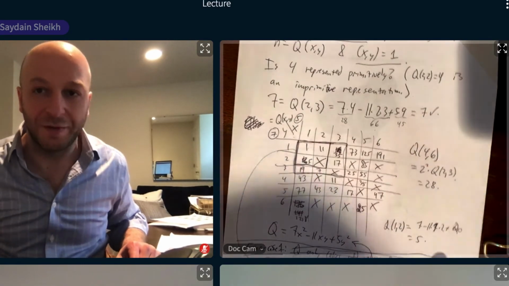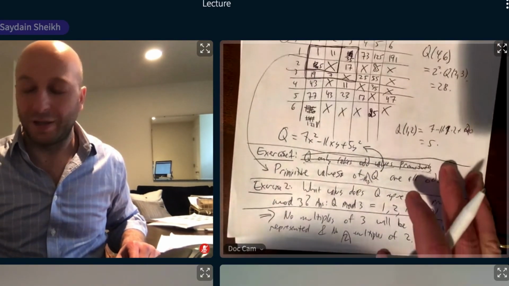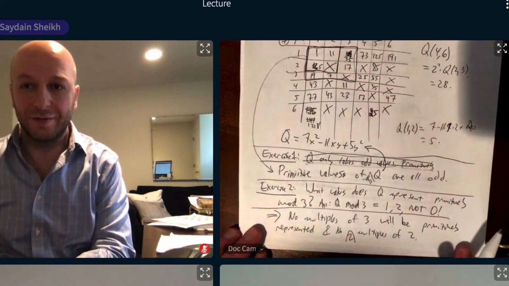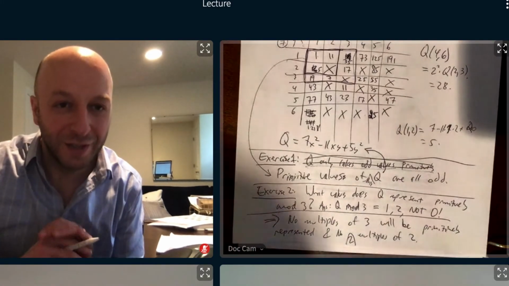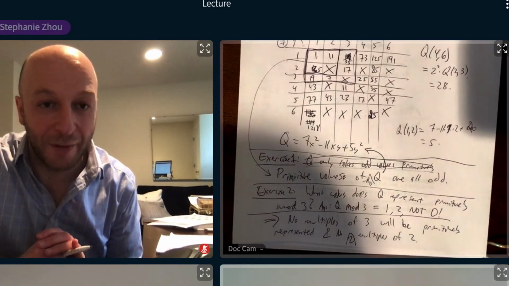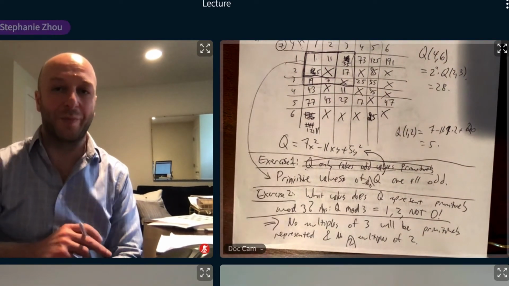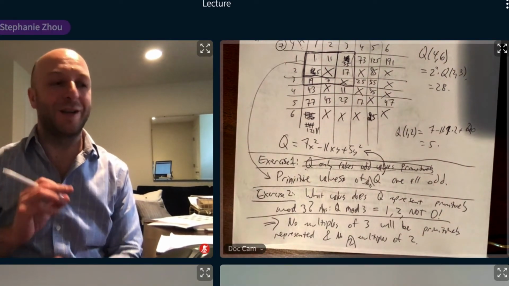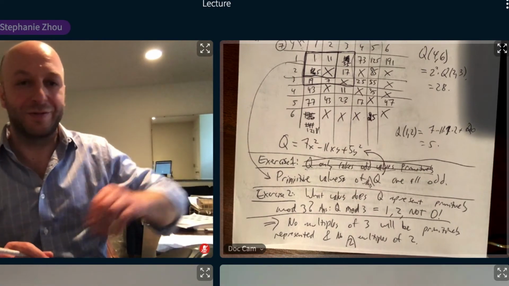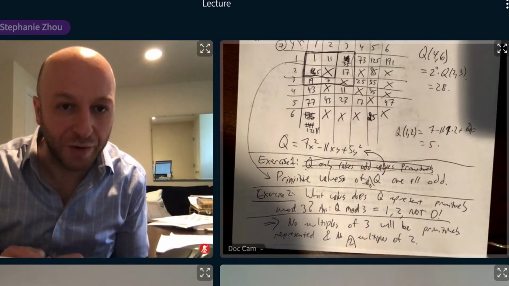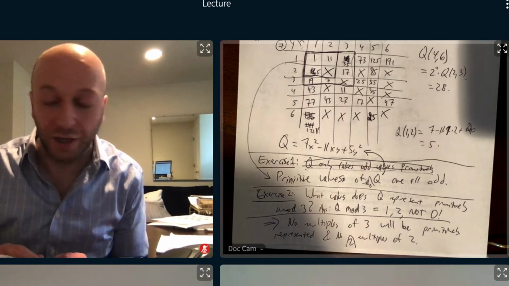Stephanie, exercise 2? Exercise 2 just tells us that the values cannot be a multiple of 3. Exactly. Primitively represented values will not be multiples of 3. Was there a proof that all the values are odd, or did we conclude that by observation?